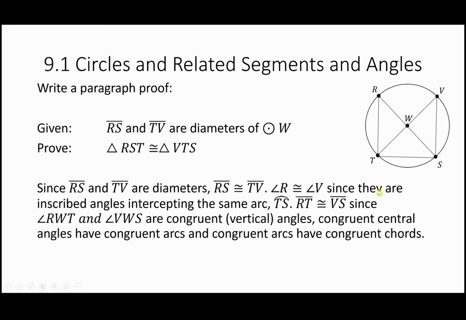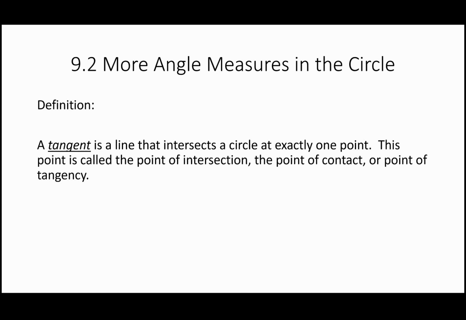And then once you put all that together, we have what? Side, angle, side, side, angle, side. So I'm going to be able to say that these 2 triangles are congruent to each other via SAS, or side, angle, side. Okay, so that is a wrap, if I'm not mistaken, on 9.1. And so now we're going to enter into 9.2, which is more angle measures in the circle, more terminology, more.